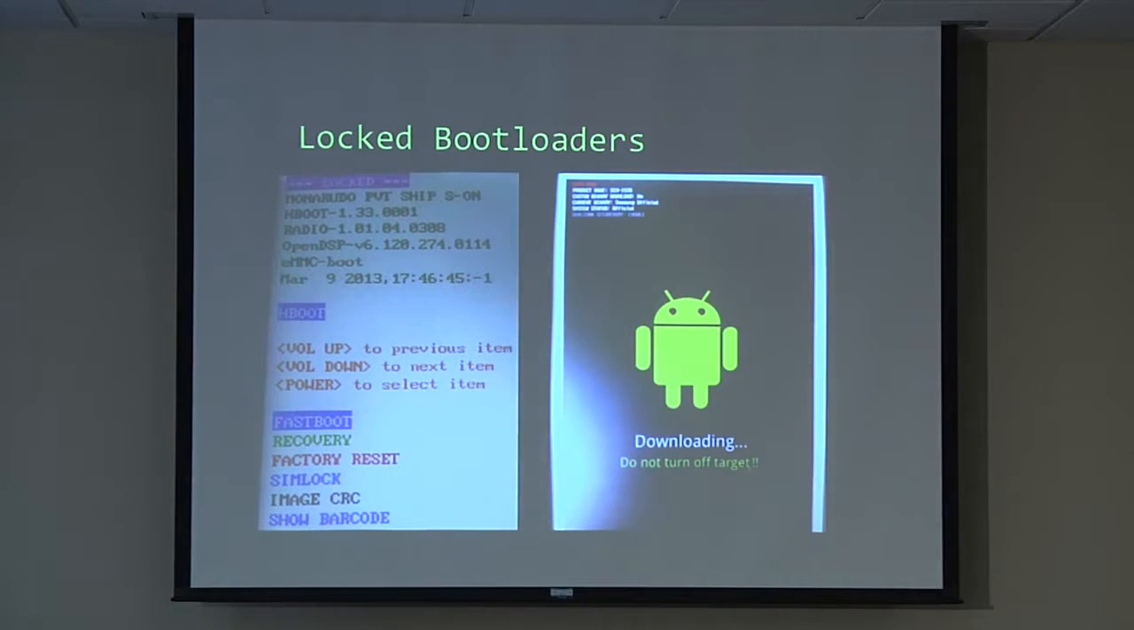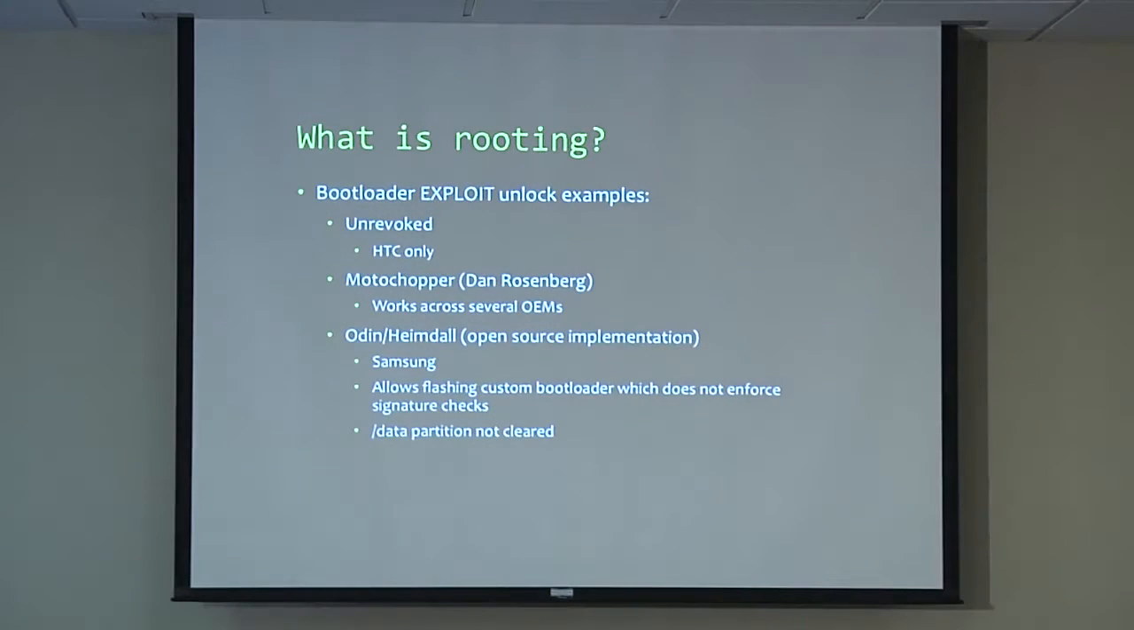So when a bootloader is locked, this is what it looks like. On the left is an HTC. You can see it has both the locked and the S-on flags, and then on the right, you can see, I don't know, it's a bad picture, Samsung official, and Qualcomm secure boot enable. So that's how you know those bootloaders are locked.